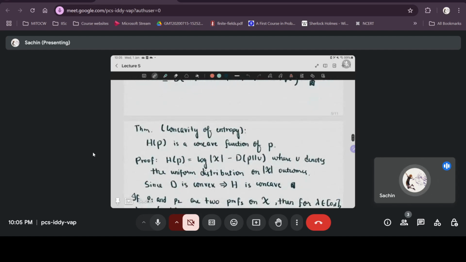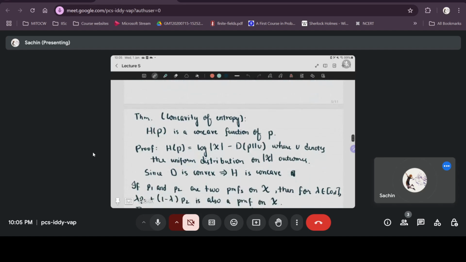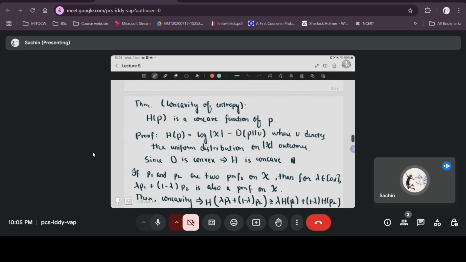Then we used that fact to prove that the entropy function is a concave function in the probability distribution, because the entropy H of p can be written as log of cardinality of X minus D of p parallel u, which we saw in a previous class, where u is the uniform distribution. Since D, the relative entropy, is convex, minus D is concave, and log of cardinality of X is a constant function. So by adding a constant, you don't change the concavity or convexity of the function. So H of p has the same property as minus D, which is concave.